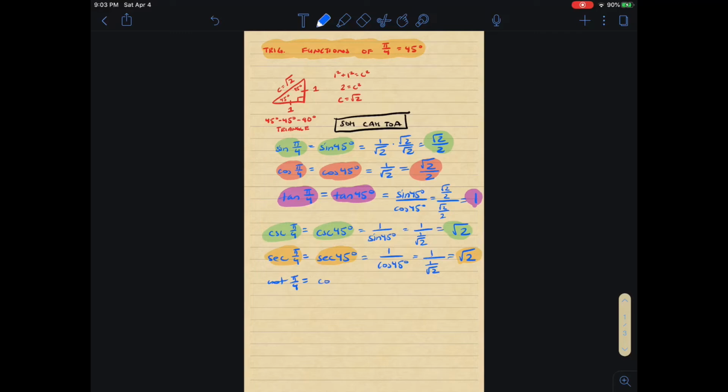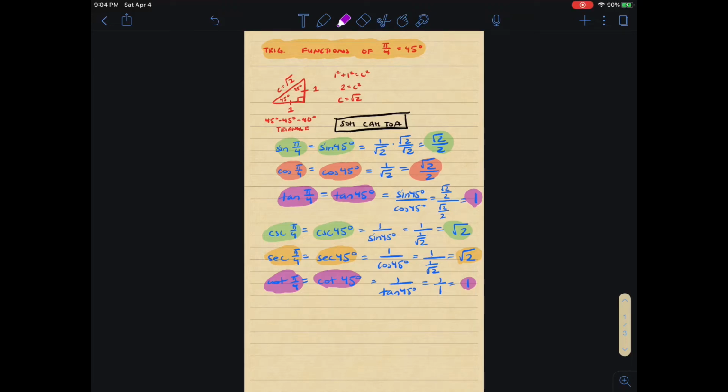Cotangent of pi over 4. This is the same thing as cotangent of 45 degrees, which using our reciprocal identity, is 1 over tangent of 45 degrees. And we said tangent of 45 degrees is 1. So this is just 1 over 1, which reduces down to 1. So cotangent of pi over 4, which is equal to cotangent of 45 degrees, is ultimately just equal to 1. And so these are the values of the trig functions evaluated at 45 degrees.